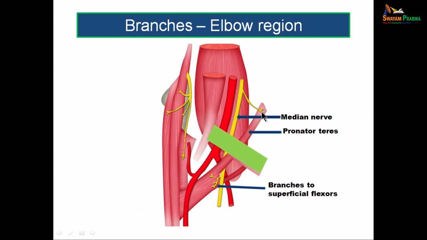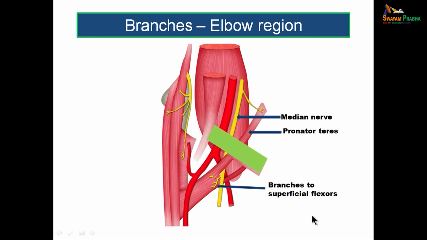You can see this branch coming from the median nerve supplying Pronator Teres here. Then it's going to leave the cubital fossa between the two heads of Pronator Teres, and just as it leaves or just before it leaves, it's going to give branches to most of the superficial flexors of the forearm, and that will be the flexor carpi radialis, the flexor digitorum superficialis, and the palmaris longus. These three muscles will be supplied by median nerve as it leaves the cubital fossa.